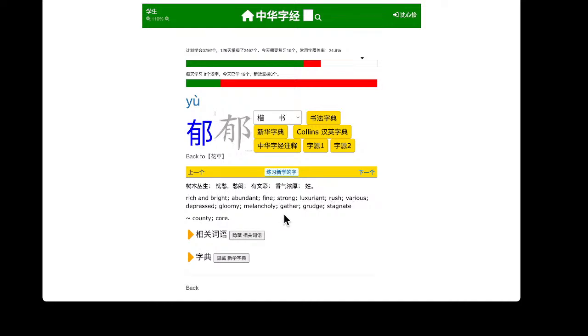Now this one has another meaning, which is negative actually. Depressed, gloomy, melancholy. That's another meaning. 抑郁 is depression. We use that word 郁. Stagnant, grudge. So anything that is not moving, gets stuck, uses this word 郁. So this has two meanings.